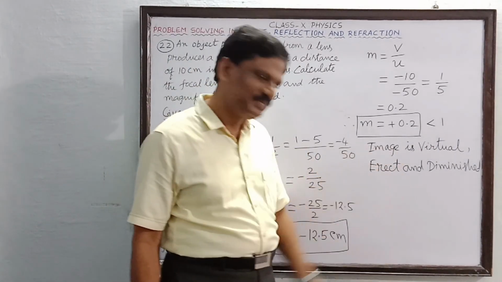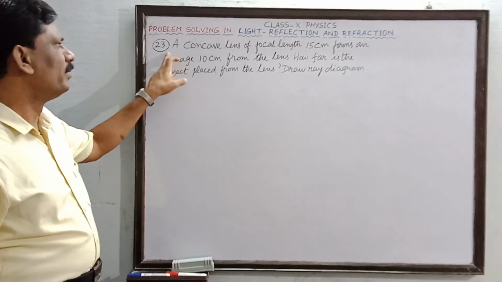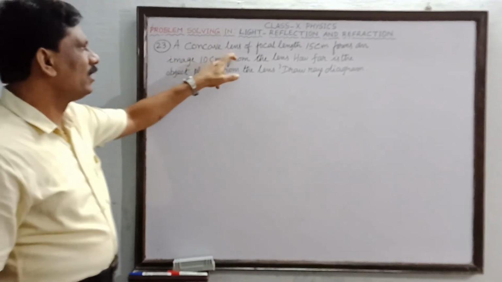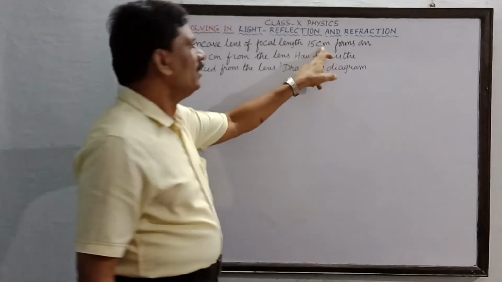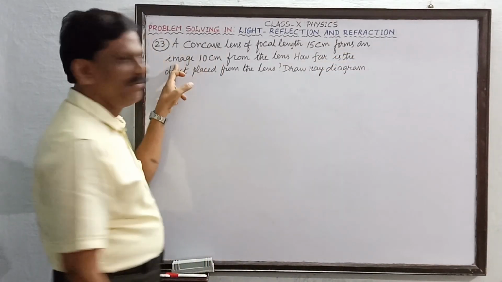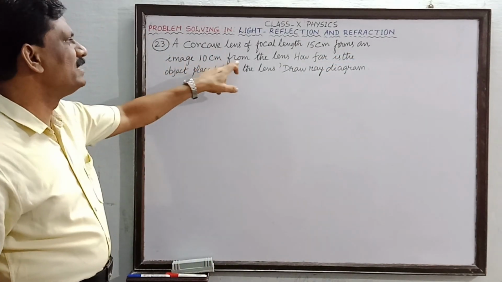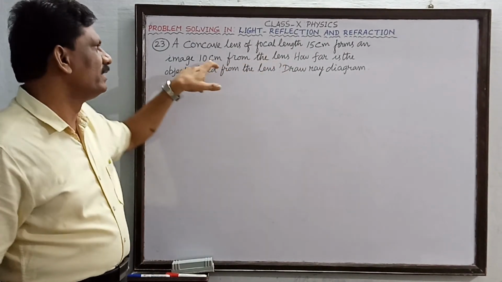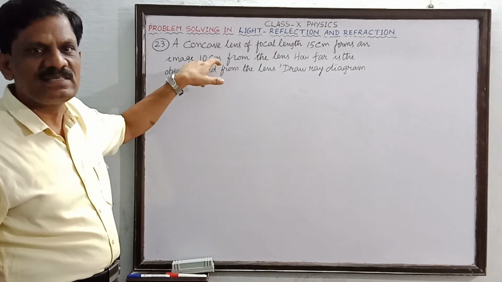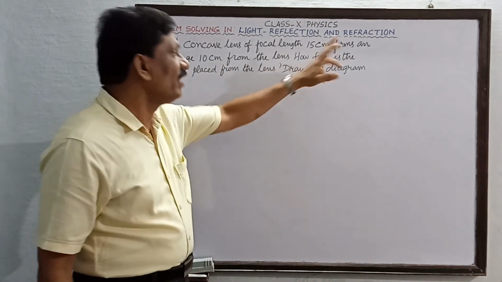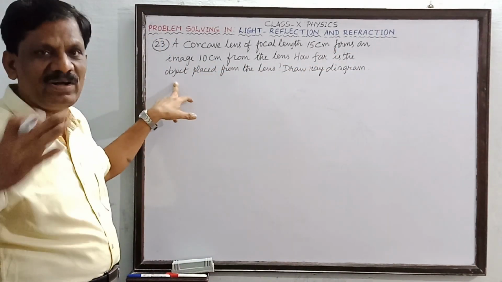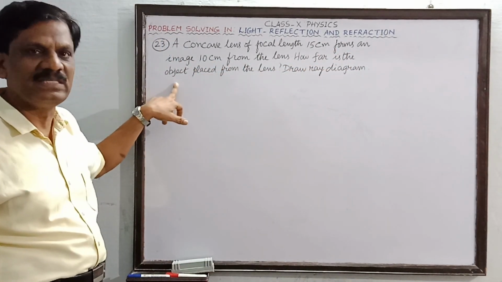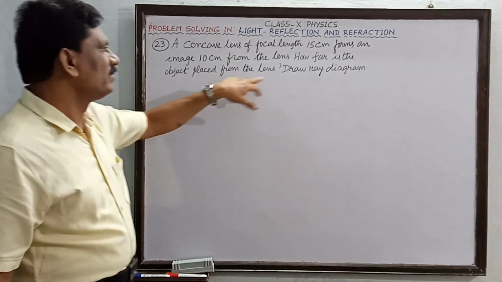Okay, students? Okay. Problem number 23. A concave lens of focal length 15 centimeter forms an image 10 centimeter from the lens. That is, 10 centimeter from the lens the image is being formed. So image distance is given here. How far is the object from the lens?